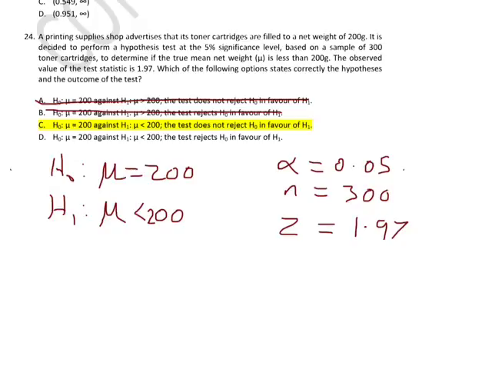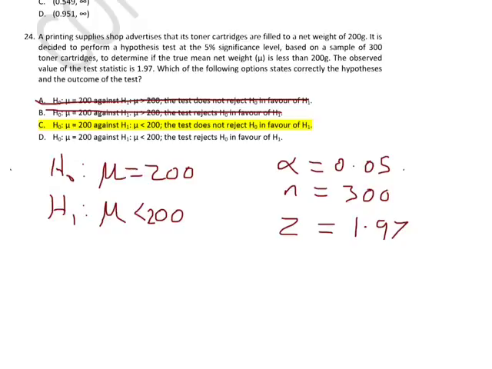And if you go and look up 1.97 in the Z tables that you're given, that's going to give us a probability of 0.9756, that the mu is somewhere beneath that.